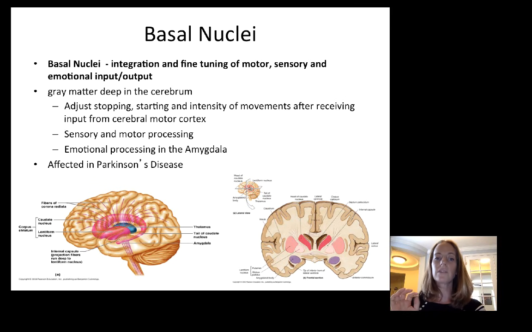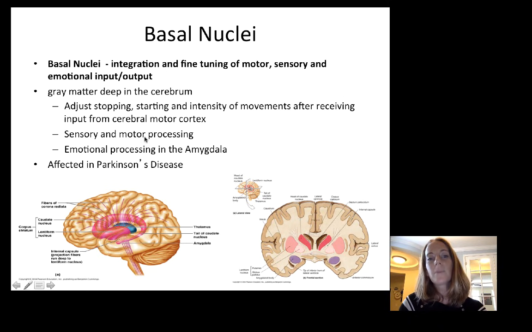If they're going to reach for something, a typical Parkinson's tremor will be that they have a really hard time initiating a movement, so they'll have a tremor as they're initiating, but once they start the movement, they're good. And if they then try to stop the movement, they'll have a tremor or difficulty stopping the movement. So Parkinson's affects this coordination, which is the stopping, starting, and intensity of movements that would be coordinated between the basal nuclei and the cerebral cortex.